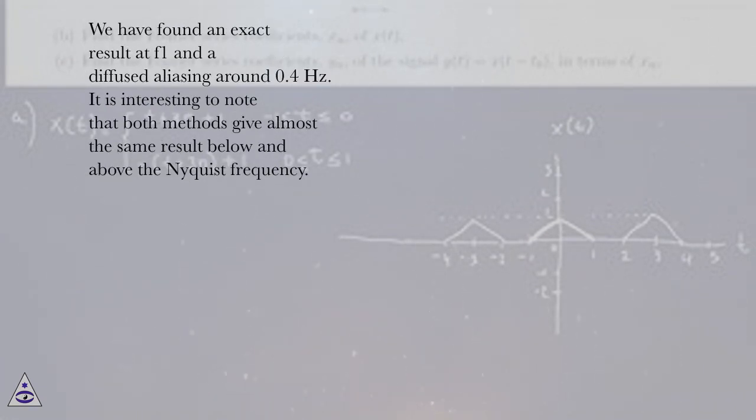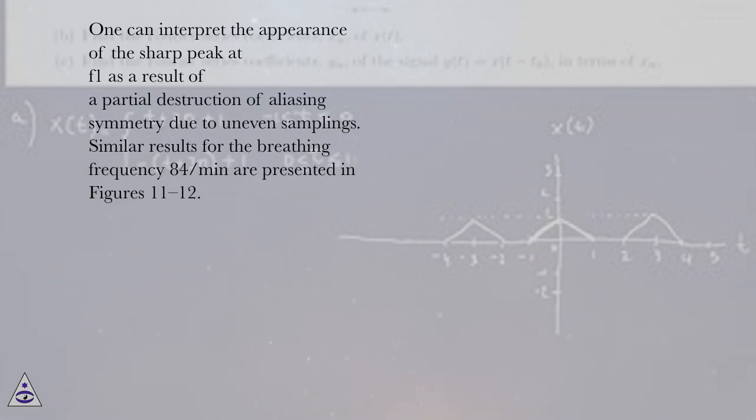We have found an exact result at f1 and a diffused aliasing around 0.4 Hz. It is interesting to note that both methods give almost the same result below and above the Nyquist frequency. One can interpret the appearance of the sharp peak at f1 as a result of a partial destruction of aliasing symmetry due to uneven samplings. Similar results for the breathing frequency 84 per minute are presented in figures 11 to 12.